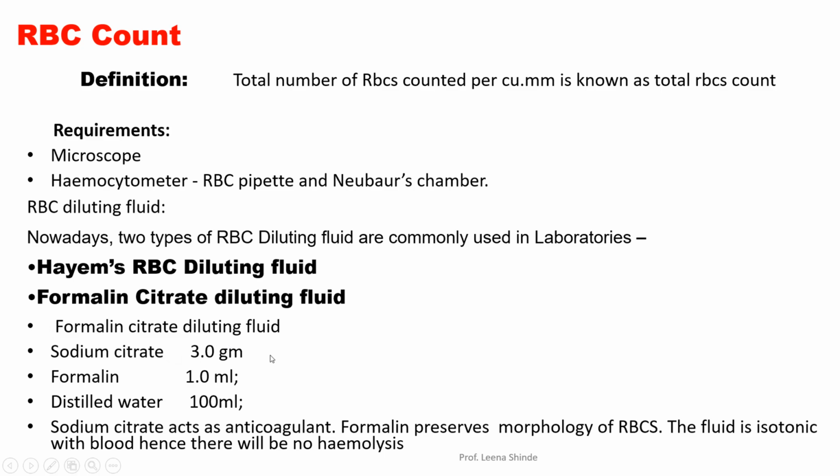This diluting fluid contains sodium citrate 3 gram. Sodium citrate is a best anticoagulant, so here it is used as an anticoagulant. Formalin 1 ml. Formalin preserves the well morphology of red blood cells. And distilled water. Distilled water is a universal solvent and this fluid is isotonic with the blood, hence no hemolysis will occur. So that is the formalin citrate diluting fluid.